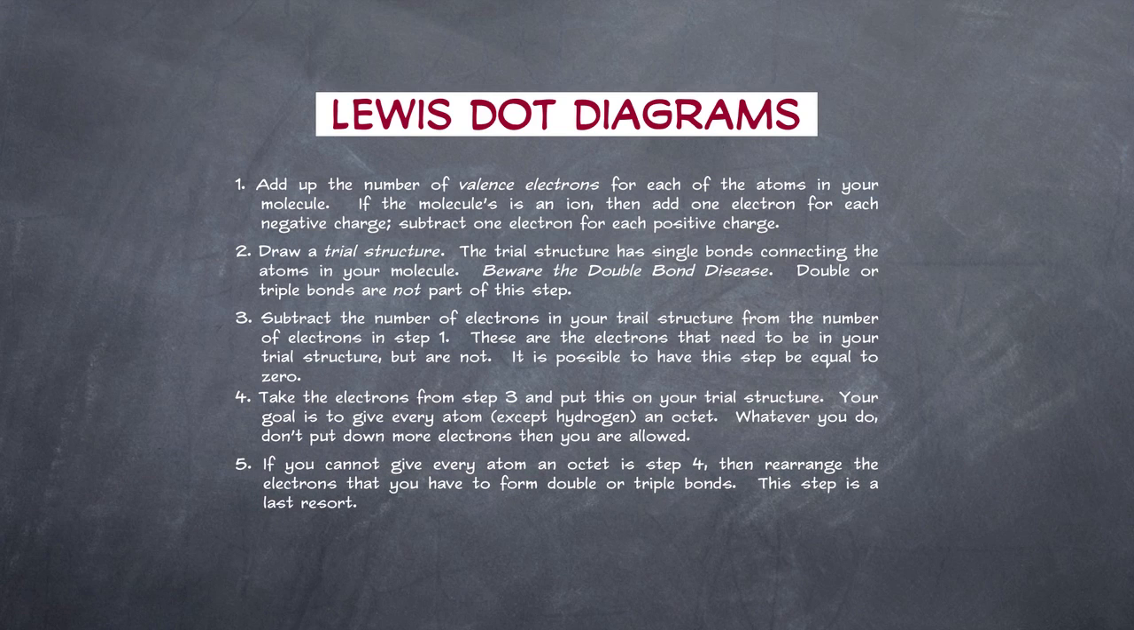And lastly, if step number 4 can't give everyone an octet, what you need to do is rearrange the electrons that you have and form double or triple bonds. And this step, number 5, is a last resort. Let's go ahead and get started.